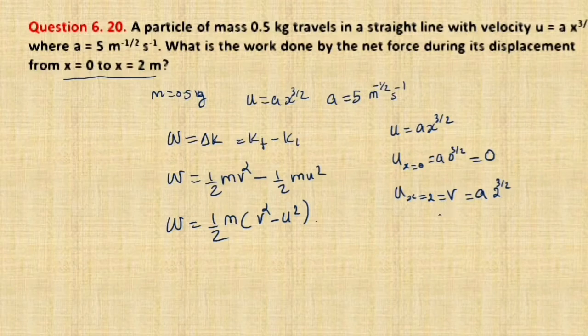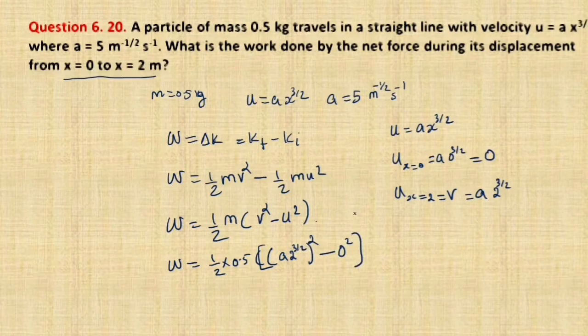Now you substitute this value here. W is equal to 1 by 2 into, now what is the mass? 0.5 kilogram, into, what is v? a into 2 to the power 3 by 2. So we have to find the square of that. We can write here a into 2 to the power 3 by 2 all square minus 0 square, because u is equal to 0. So if you calculate, W is equal to 1 by 2 into 1 by 2, 0.5 is 1 by 2 itself, right? And a square into 2 to the power 3 by 2.